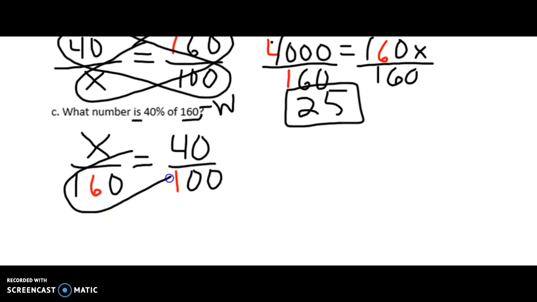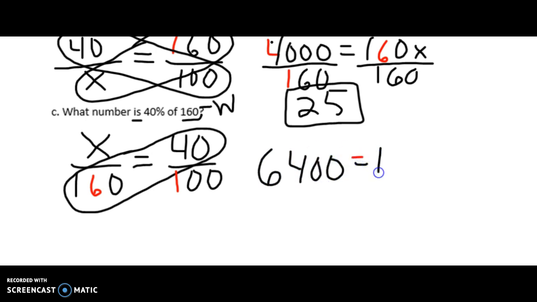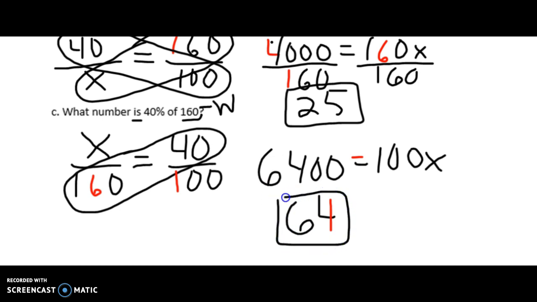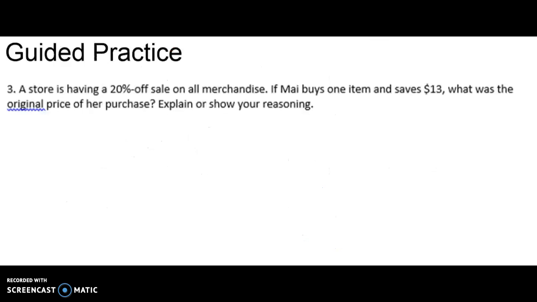Cross multiply. 160 times 40 is going to give me 6,400 equals 100x. I can do this one mentally because dividing by 100 simply means I can take away these two zeros. So 64 is my answer. 64 is 40% of 160.